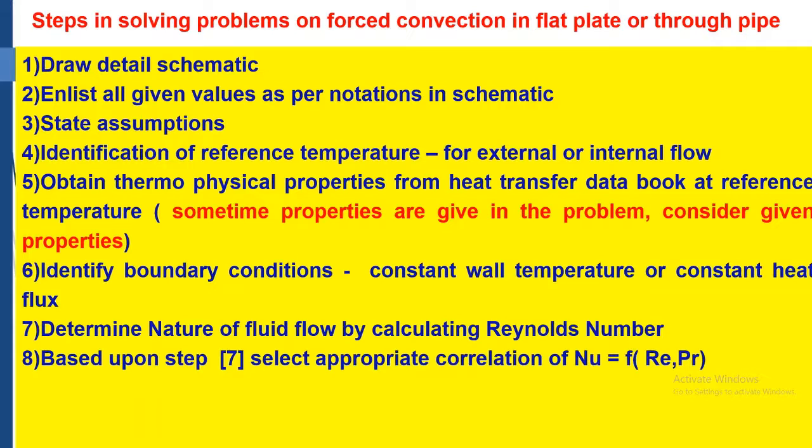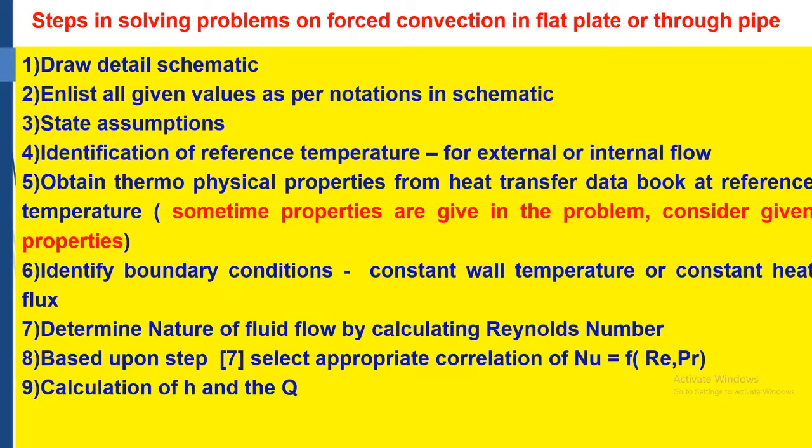For example, whether the fluid is external flow or internal flow: external flow. Whether the boundary condition is constant wall temperature or constant heat flux: let's say constant wall temperature. Whether fluid flow is laminar or turbulent: laminar flow. So depending upon all these conditions, we will be able to select the Nusselt number correlation.